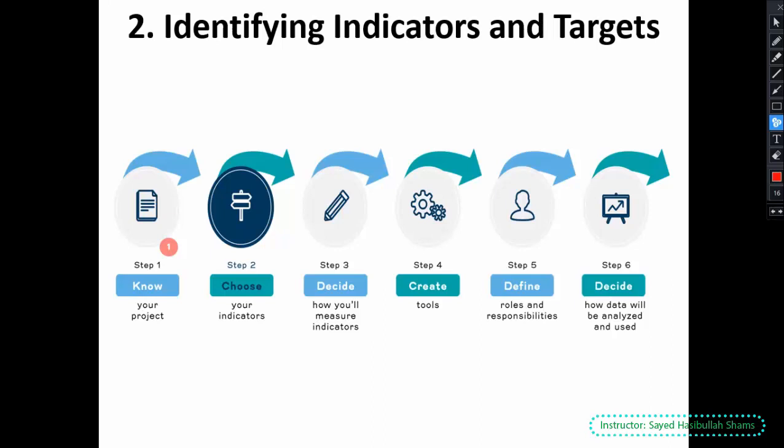The second step is to choose indicators. So we will choose our indicators for the projects, and we will discuss why we choose indicators and why we select targets, and what is a result. We will discuss these one by one.